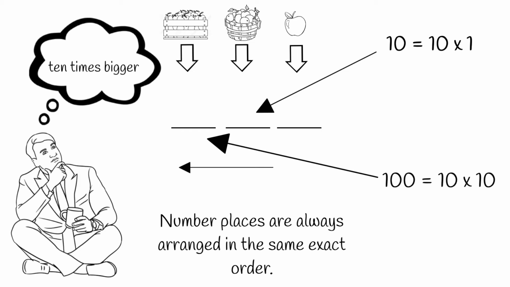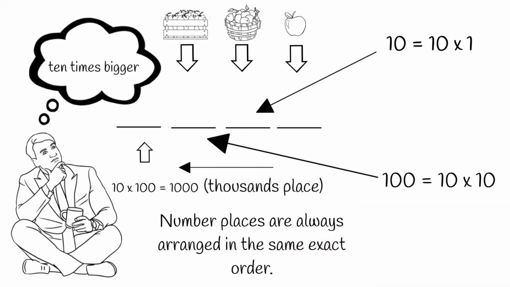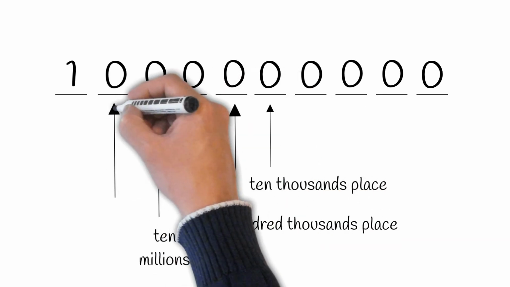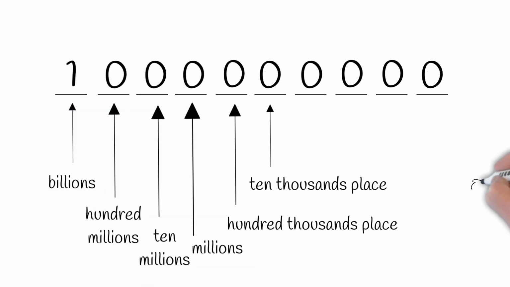It helps us see that the next number place will count groups of 10 times 100, which is 1000. That is why it is called the thousands place. And the next number place will count groups 10 times bigger than that, the 10,000s place. And the number places keep on going like that. Next is the 100,000s place, then the millions place, then 10 millions, then 100 millions, then billions, and so on.